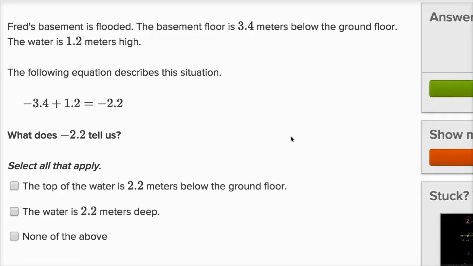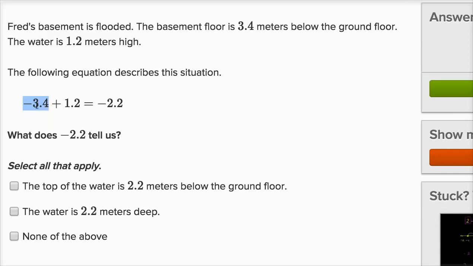Let's do one more. Fred's basement is flooded. The basement floor is 3.4 meters below the ground floor. All right, that makes sense that the basement is below the ground, 3.4 meters. The water is 1.2 meters high. The following equation describes the situation. So negative 3.4, that's where the floor of the basement is. And it's 3.4 meters below the ground floor.